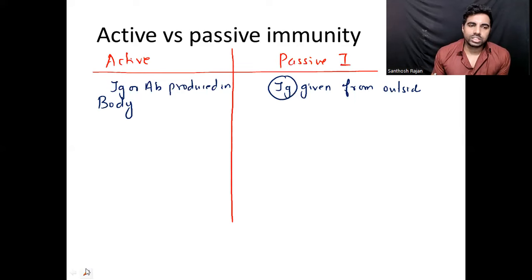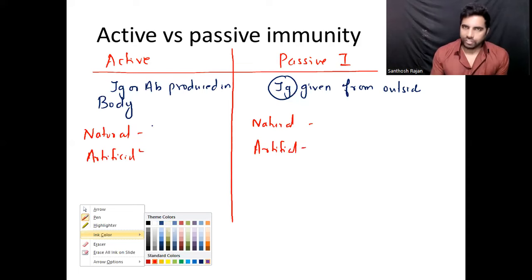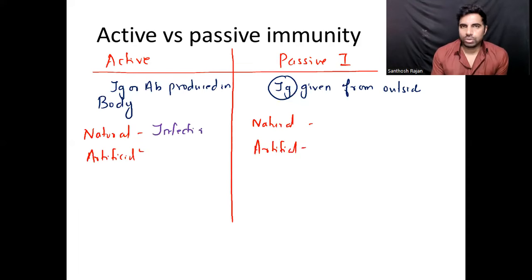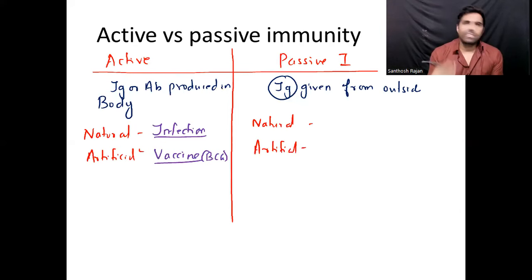Active immunity has two types: natural or artificial. Natural usually happens after any infection. You get an infection, and after infection you get lifelong immunity. It could be herpes, chickenpox, measles, whatever. Artificial means we give the vaccine, and the vaccine induces antibody in the body, like live vaccines, for example BCG, MMR. So natural or vaccine, it's active immunity. Our body produces the antibody.